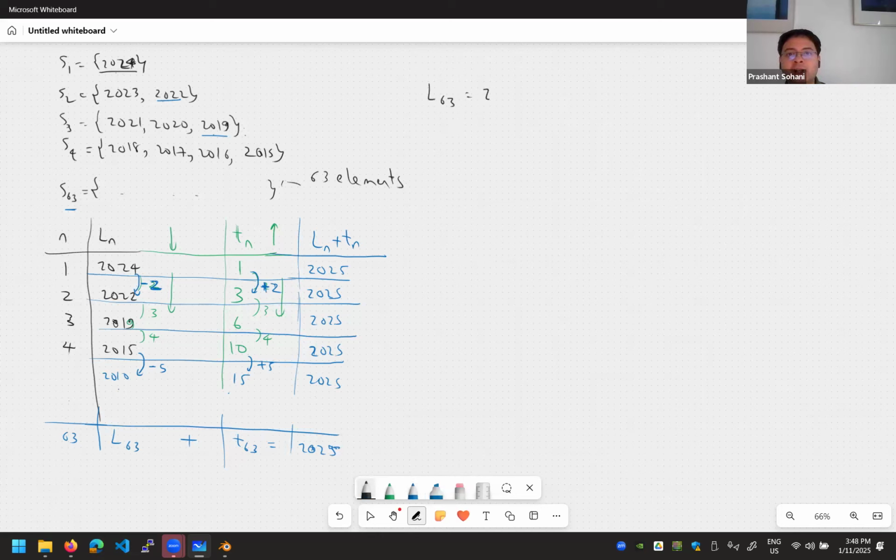So L63 is nothing but 2025 minus T63. And T63, we know the formula, n into n plus 1 by 2. Okay, so the value I get is 63 into 32. 6, 12, 20. Okay, so I get L63 as simply 9, which means the last element is 9.